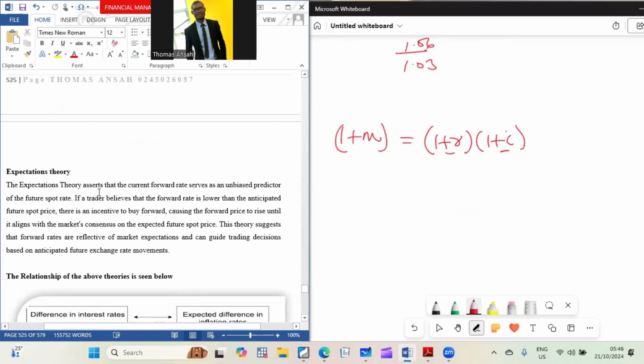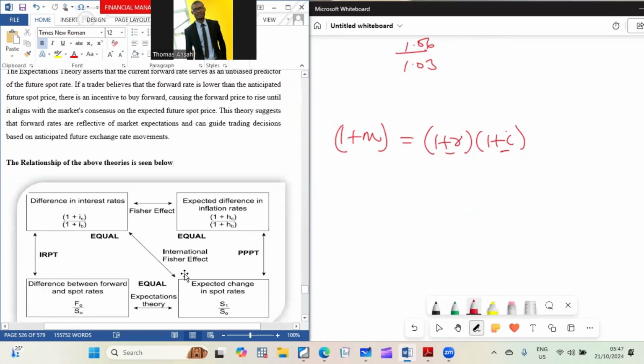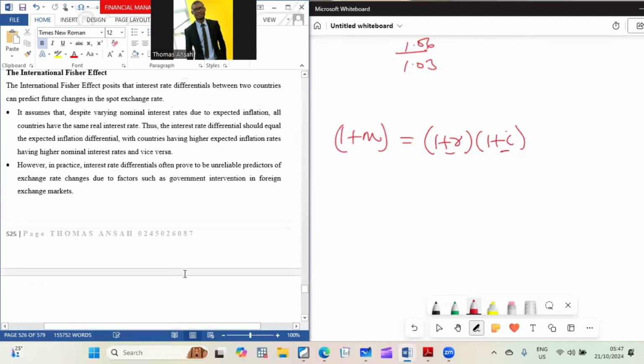The expectations theory just opens up that the current forward rate that you have serves as an unbiased predictor of your future. Okay, so you can use what you have today to do the prediction for the future spot rate. So it justifies the use of the current spot rate. All right, and it creates the relationship as you can see here.